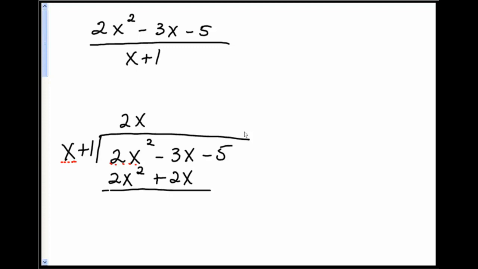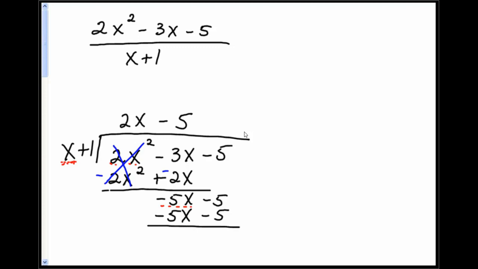Now in long division at this point we need to subtract, so change signs. These terms add to 0. We have negative 5x minus 5. Now again, x multiplied by what gives you negative 5x, and that will be minus 5. Now minus 5 times x is negative 5x, and negative 5 times 1 is negative 5. Subtract, change signs, and there's a remainder of 0. So the answer, or the quotient, will be 2x minus 5.